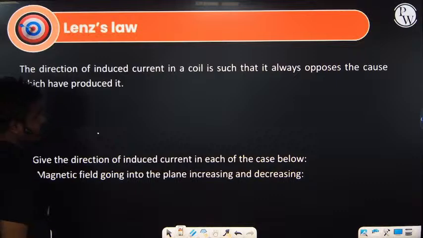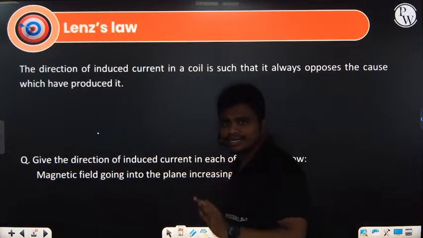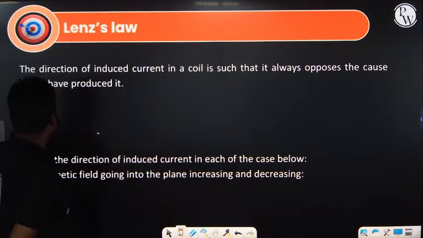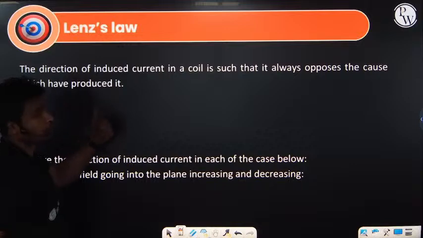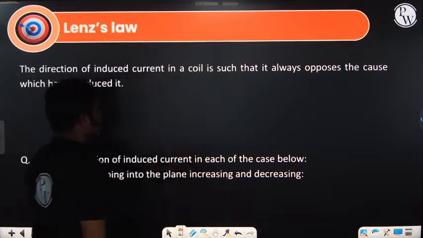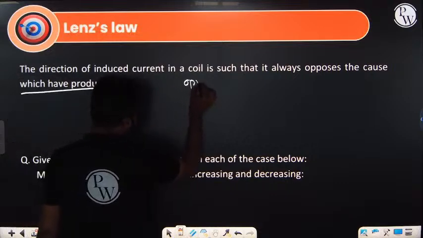So next we have Lenz's law. What is Lenz's law? Lenz's law gives the direction of induced current in such a way that it always opposes the change. It will always oppose the cause which has produced it. So Lenz's law of induced EMF in a coil is such that it always opposes the cause which has produced it.